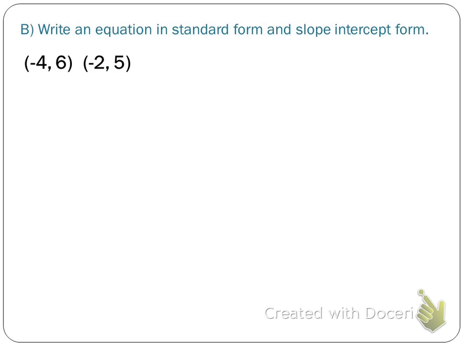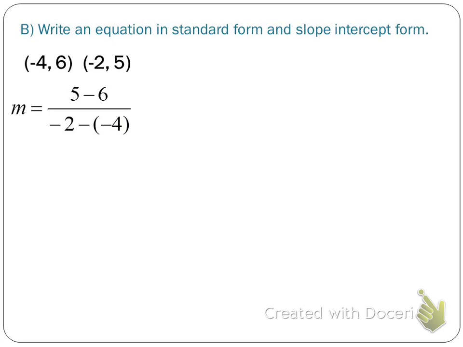All right, here's B. Same idea. We have 2 ordered pairs that are on the line. We want to write the equation that goes through those 2 points in slope-intercept form and in standard form. All right, so I need to start by finding the slope.